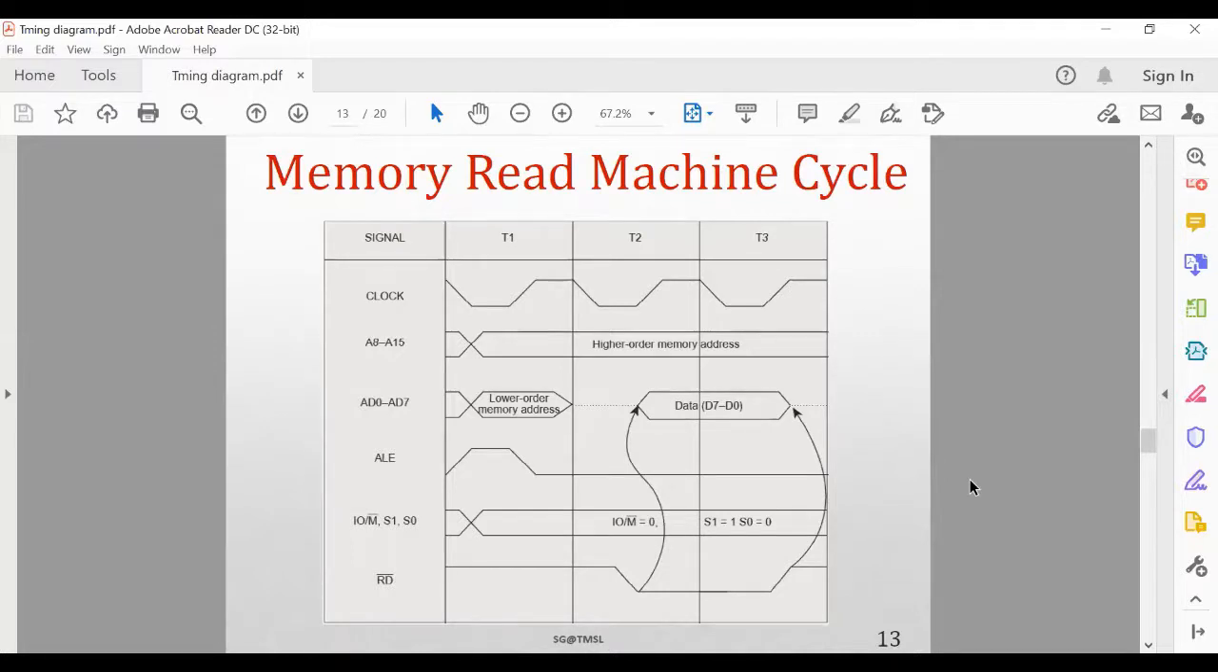Every memory read machine cycle requires 3 T states. So T1, T2, and T3. And this one is the higher order 8-bit address, this one is the lower order 8-bit address, this is the ALE signal, these are the 3 control signals, and this is the 3 status signals, and this is the control signal, read bar control signal, because it's a read operation.